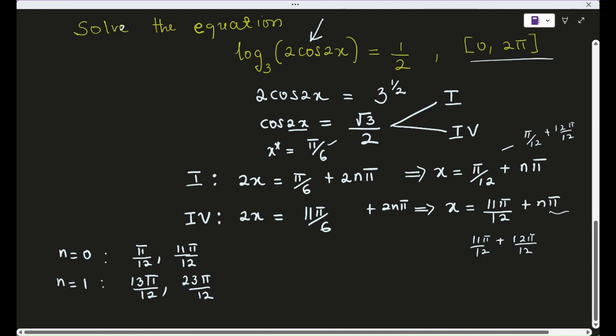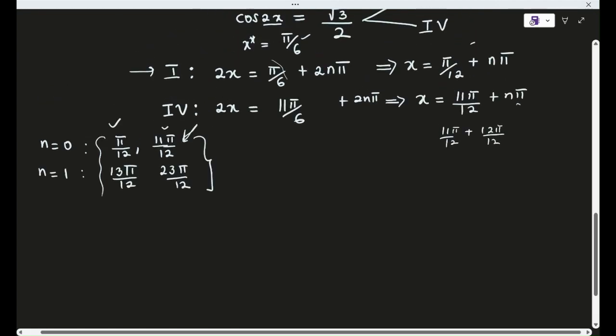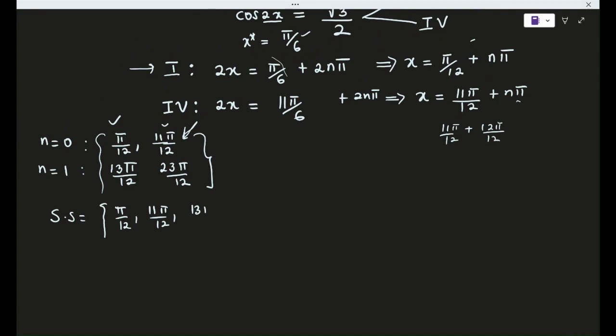We cannot take n equals 2, right? Now we cannot take n equals 2 because if you take n equals 2, you will be outside the range 0 to 2 pi. All right. So now we can finalize that our solution set for this problem is just pi over 12, 11 pi over 12, 13 pi over 12, and 23 pi over 12.